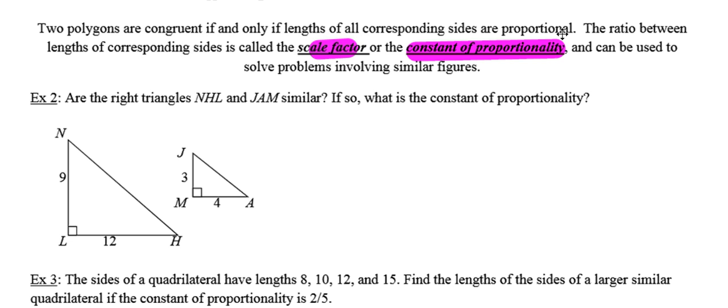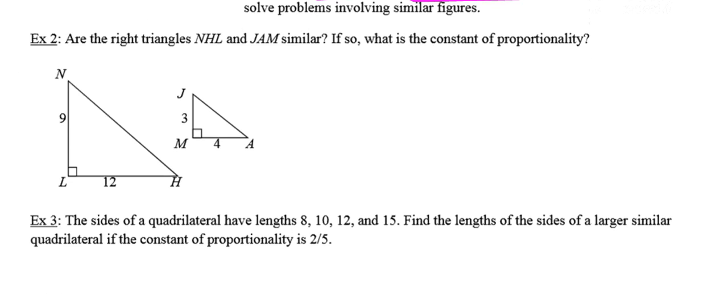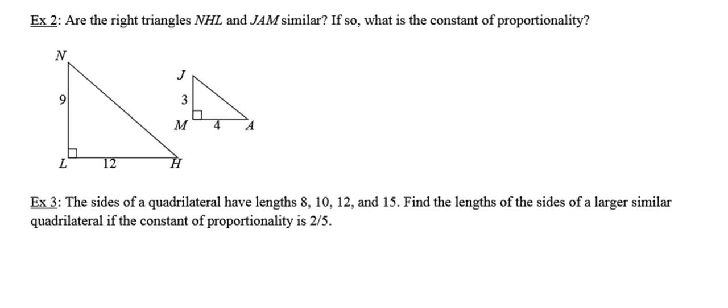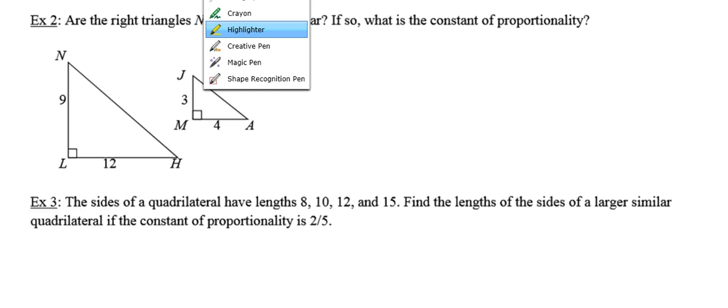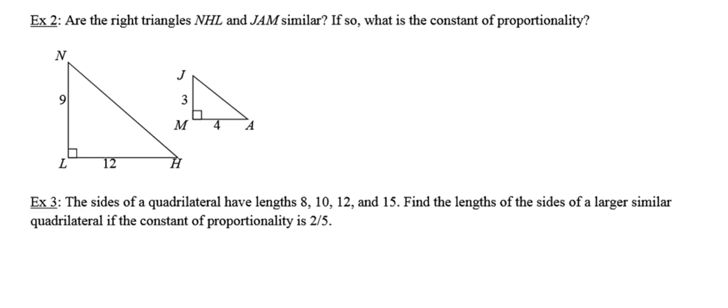figures. Now down in example 2, they're giving us this picture of these two right triangles, and they're asking us to determine whether or not they're similar. We will know they're similar if the lengths of all the corresponding sides are in proportion or have the same ratio or scale factor. So when they ask us for similar here, what they're really asking us is, are the lengths of the sides proportional? And I should say corresponding sides.